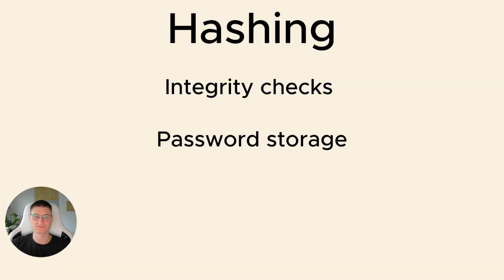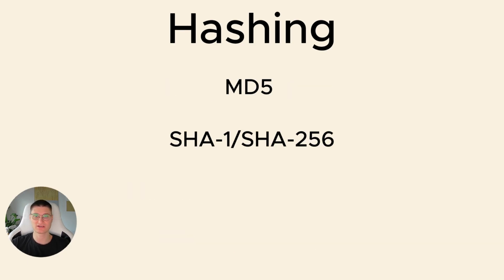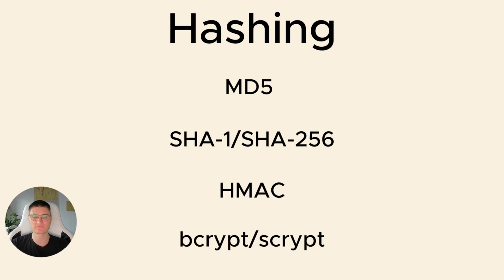So typical usages of hashing are integrity checks, password storage, message authentication, and file identification. Common hash algorithms are MD5, SHA-1, SHA-256, HMAC, bcrypt, scrypt, and others. We will also have a closer look at some examples of hashing later in the video. Now let's proceed to the practical side, where we will slowly, step by step, consider all above mentioned techniques. We will start with obfuscation.